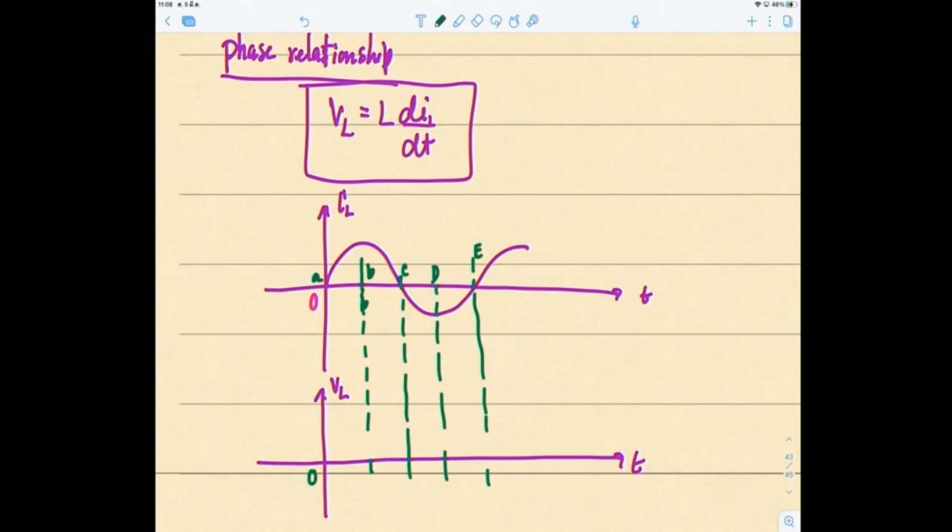We have to differentiate IL. Where is dIL/dt at maximum value? dI/dt means you're taking the slope of the function IL. So the maximum value will be where the slope is the highest. The slope is highest at point A, right here, going up in the positive direction, then coming down and going up again. So the maximum values of dI/dt multiplied by L become the maximum points of the graph for VL. So VL is maximum at point A, at point C down here, and at point E up here again.